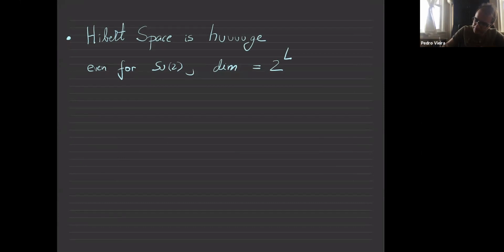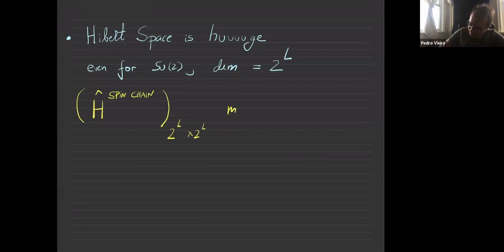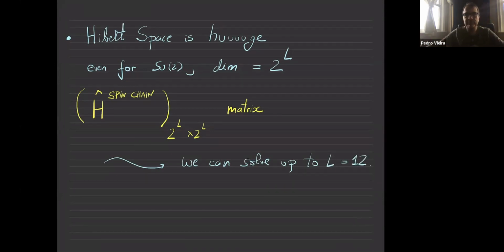And so solving this Hamiltonian, the Hamiltonian of the spin chain, is a matrix which is of dimension 2 to the L times 2 to the L. And that means we can solve the spin chains on a computer up to length equal 12, basically. Length bigger than 12, forget it. Maybe if you buy a big cluster and you spend a few million dollars, you can do 13. But 14, no one can. And so you have this problem that I can solve these spin chains if I go up to some reasonable length.